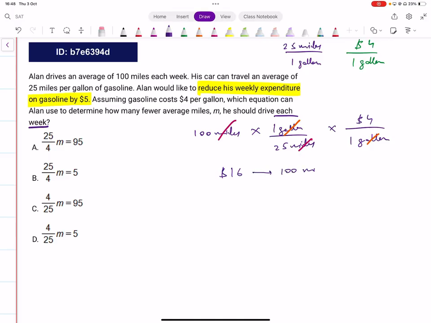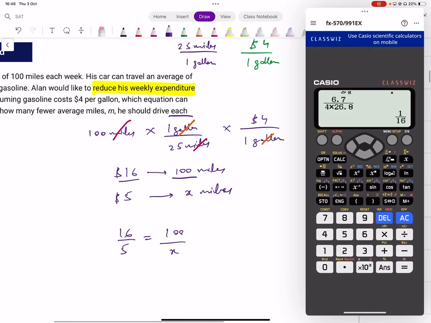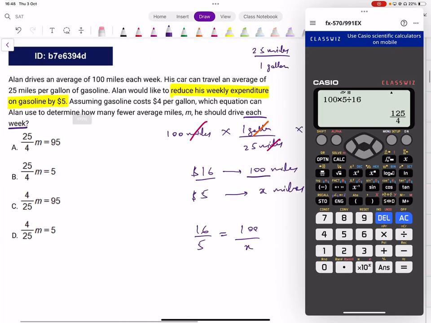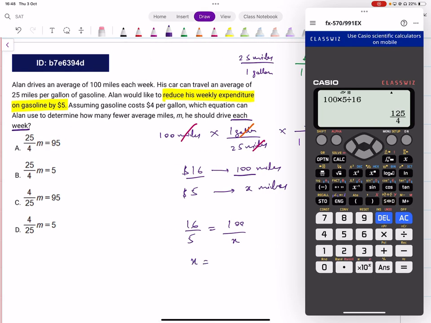For 100 miles. He wants to reduce this number by $5. What does $5 correspond to? Let's say X miles. Can we find this ratio? 16 over 5 equals 100 over X. X equals 100 multiplied by 5 divided by 16, and that should give you 125 over 4, 31.25. Okay, now we're not looking for the actual number. Let's just write it like this. X equals 125 over 4.